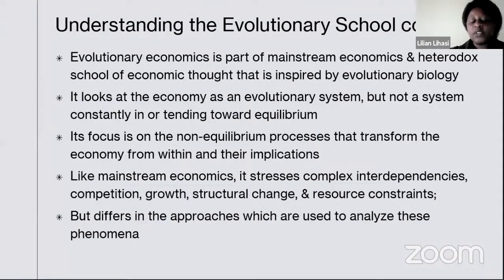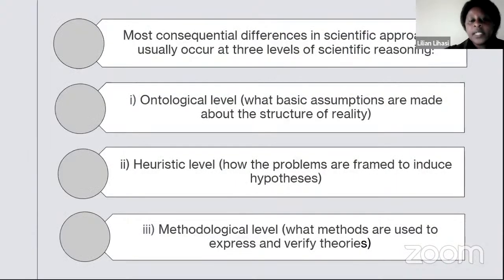You find that evolutionary economics, just like mainstream economics, has different institutions. But the approaches which are used to analyze these phenomena will vary from one to the other. Literature says that the most consequential differences in scientific approaches usually occur at three levels of scientific reasoning. The first is the ontological level. This mainly talks about the basic assumptions that are made about the structure of reality. As we are thinking about the approaches that we are developing, our reasoning will be looking at the ontological: what are the assumptions that are being made about reality as I develop this theory.